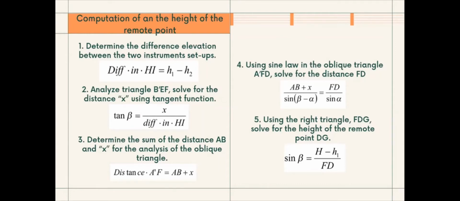The third is determine the sum of the distance AB and x for the analysis of the oblique triangle. The formula is the distance of AF is equal to AB plus x. The fourth step is using the sine law in the oblique triangle AFD, solve for the distance FD. The formula is AB plus x all over sine of beta minus alpha is equal to FD all over sine A. And the fifth and final step is using the right triangle FDG, solve for the height of the remote point BG. The formula is sine beta is equal to h minus h sub 1 all over FD.